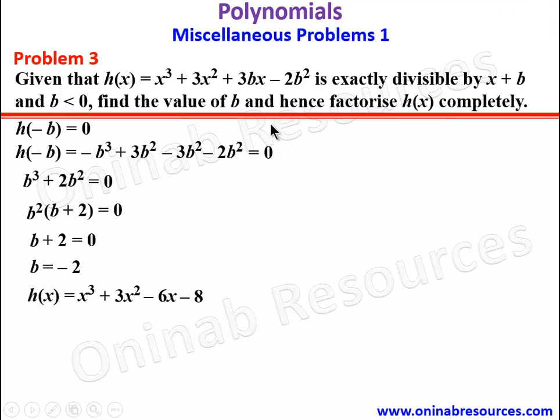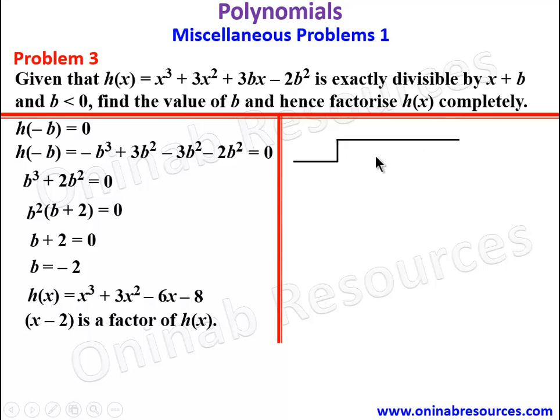Then we are now to factorize completely. This also means x minus 2 is a factor of h of x. So having gotten that, we are going to embark on long algebraic division. The h of x is inside here and the divisor is x minus 2. Then here we say x cubed divided by x gives x squared. x squared times x gives x cubed. x squared times negative 2 gives negative 2x squared.